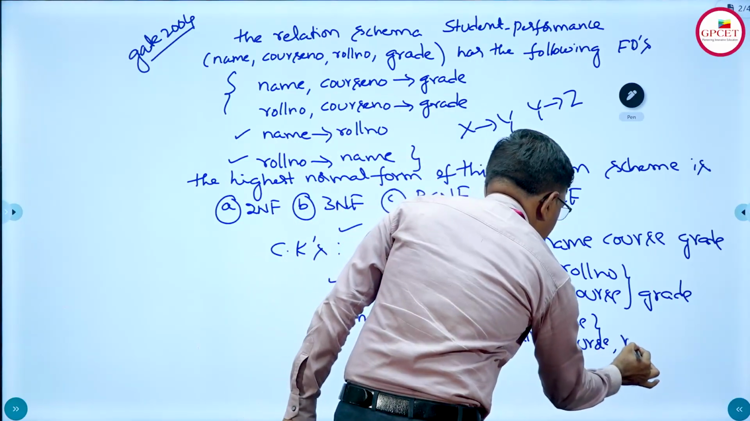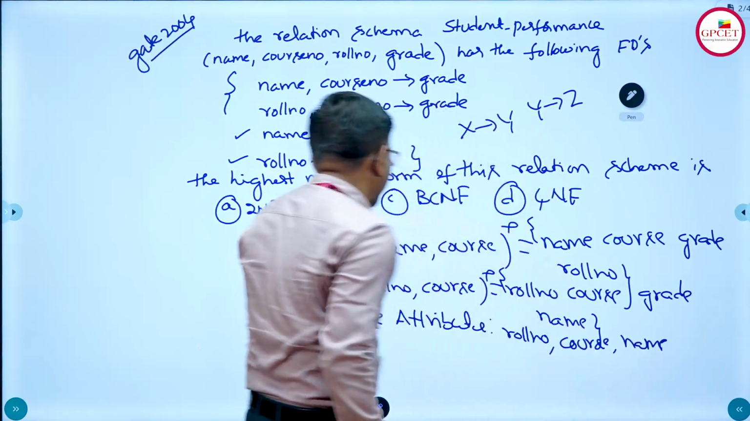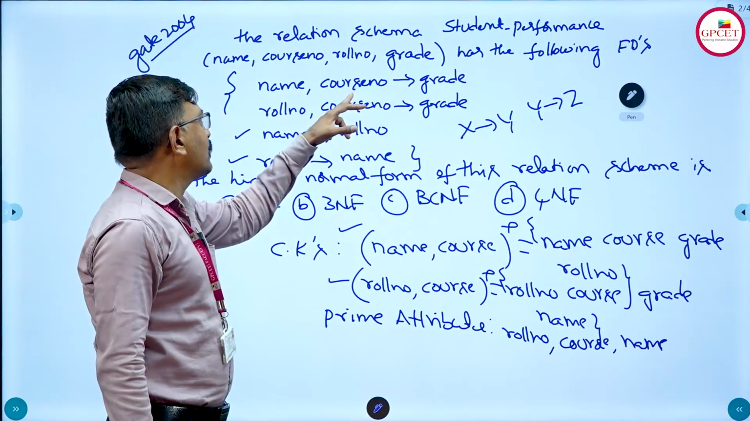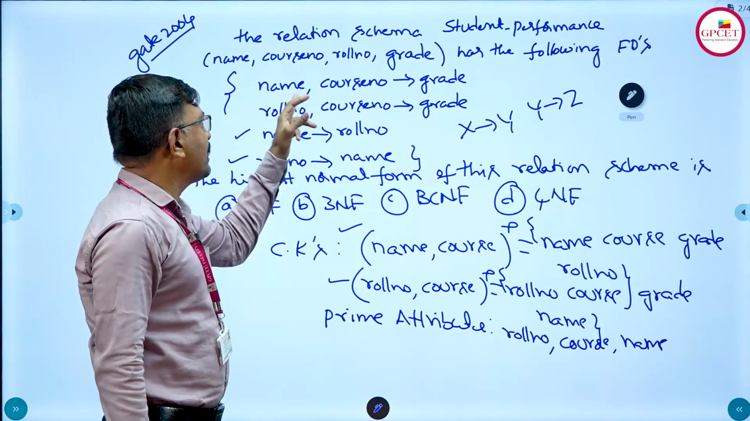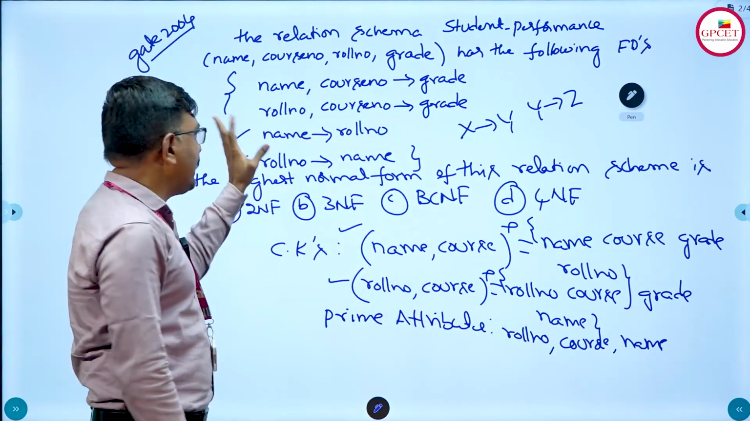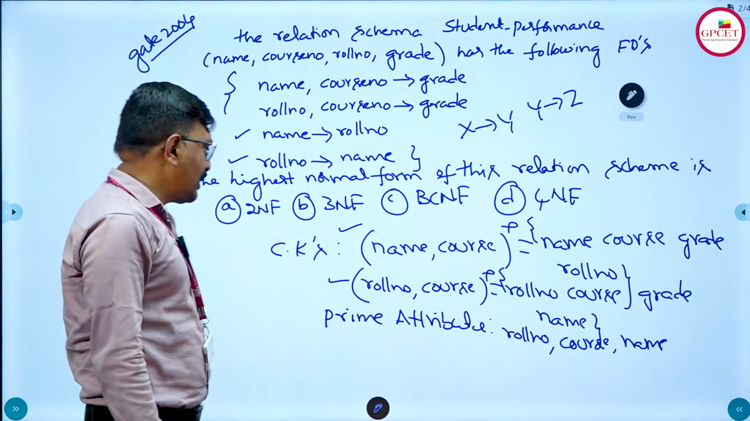Name, that is the name. These are all prime attributes. According to our definition, what is the first one? Name, comma, course number is a key. Why? Because observe here, what is the prime attribute? Roll number, comma, course. That's why, according to our definition, what is the definition?